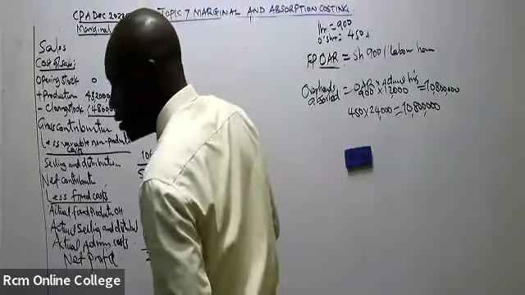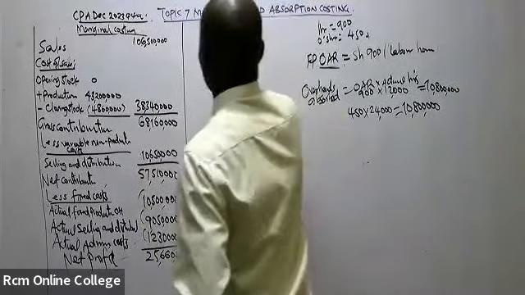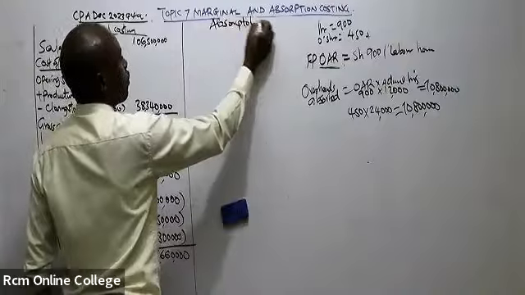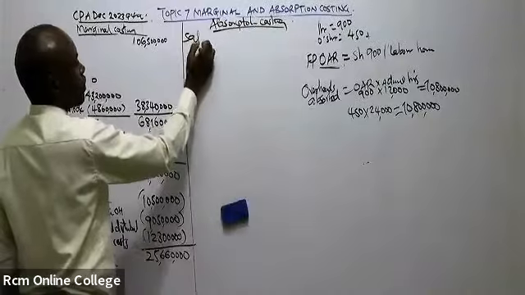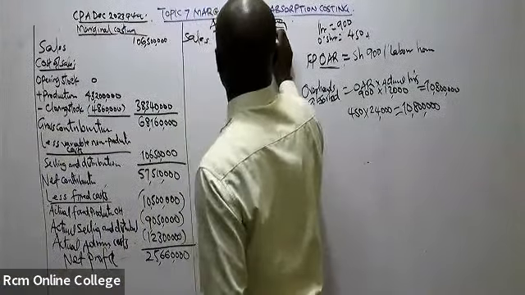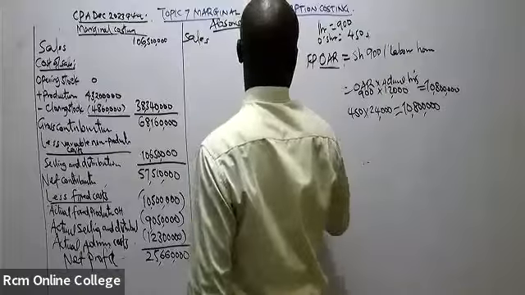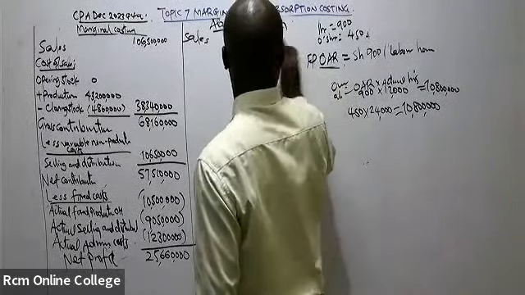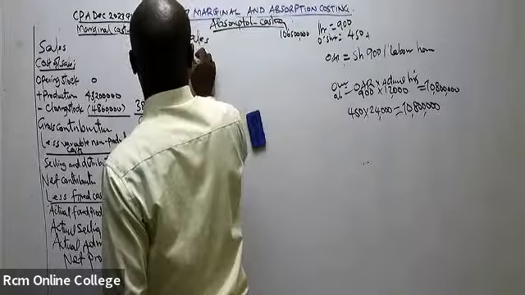We have like 3 minutes, which cannot be enough to do the entire thing. So we will talk about absorption costing. Under absorption costing, we have the sales. Our sales is still 106,500,000.